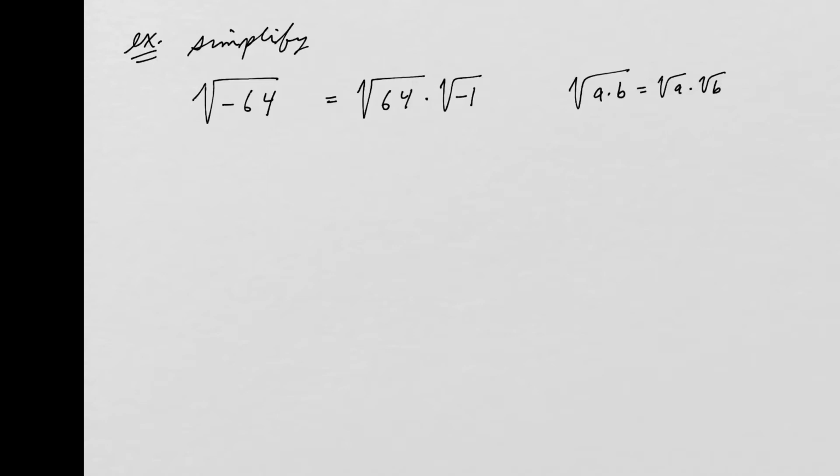So this is going to be equal to, well, the square root of 64, since 64 is a perfect square, is simply equal to 8. And then the square root of -1 is i. So the square root of -64 is 8i. Okay? And again, this is what we call an imaginary number. The part that contains the i is the imaginary part.